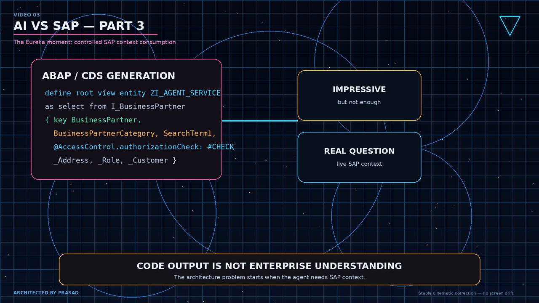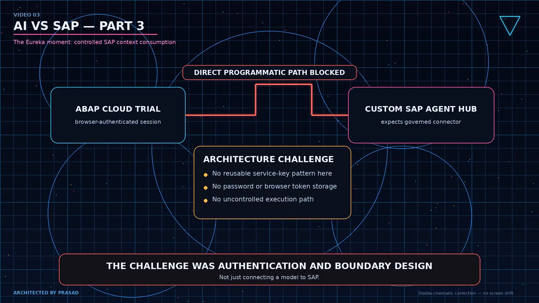That changed the problem completely because until then AI was mostly outside the SAP system. It could answer questions, it could generate examples, it could explain concepts, but it was not truly connected to a live SAP context. And without context, even a good answer remains limited.